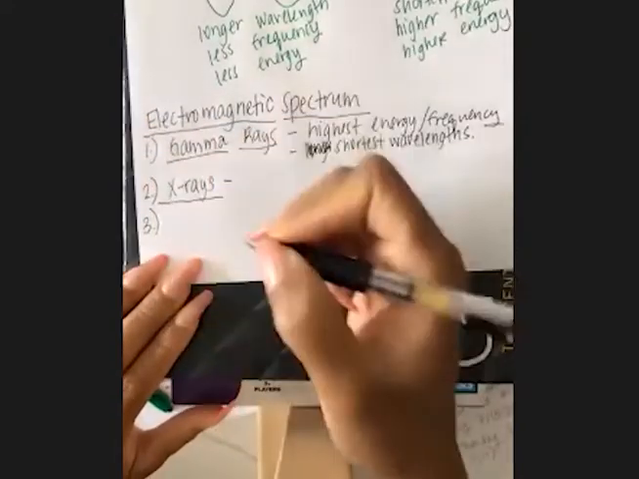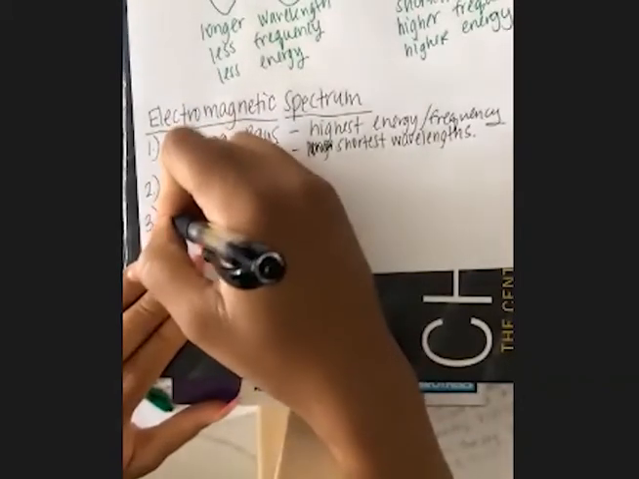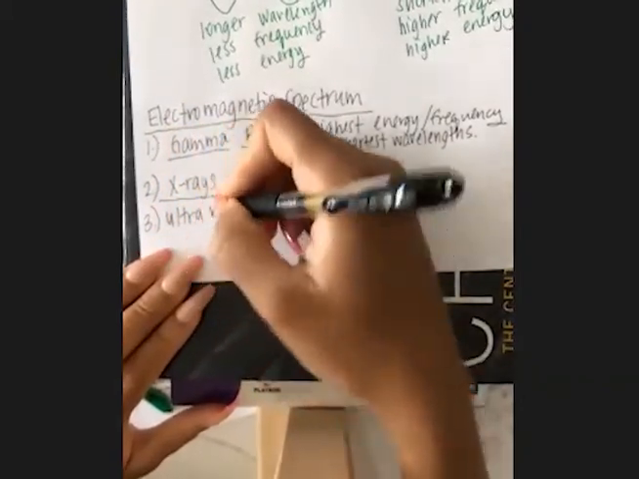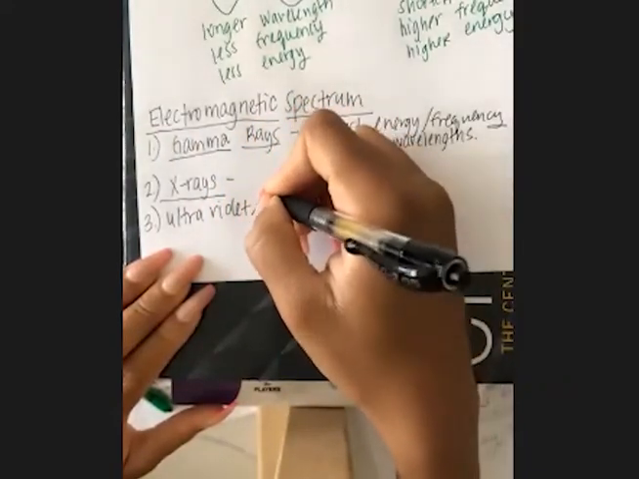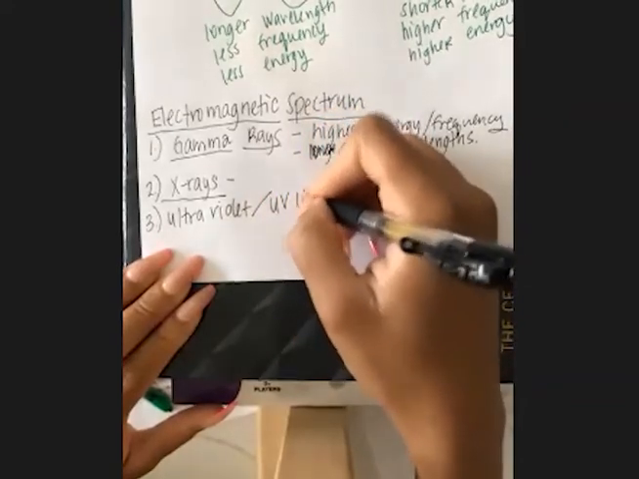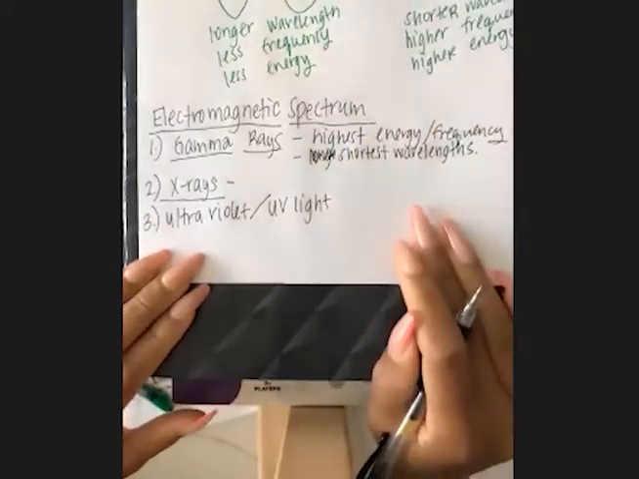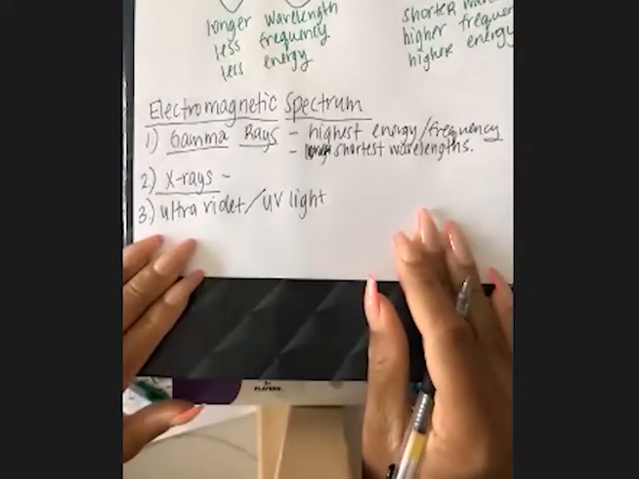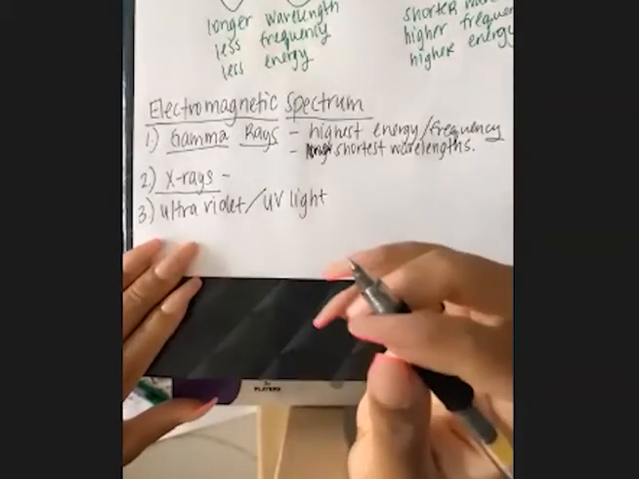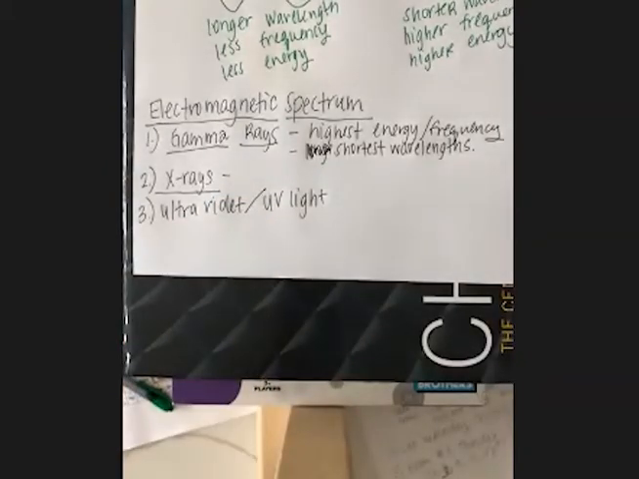Next on the electromagnetic spectrum is ultraviolet light, or UV light. Many of us have heard of ultraviolet light or UV light. It's basically produced by the sun. It's how we get our suntans and our sunburns. So ultraviolet light can cause cancer. It's not good for us to be exposed to a lot of UV light. And that's why we're always told to wear sunblock when we go outside and things like that.